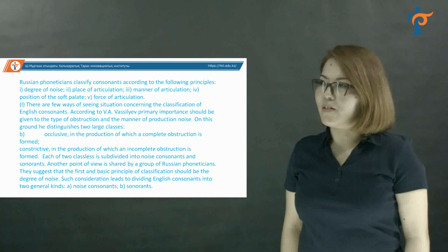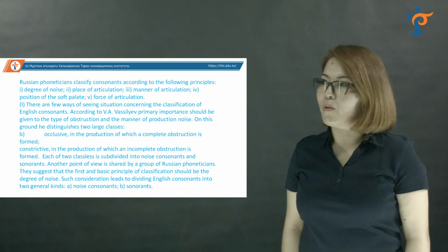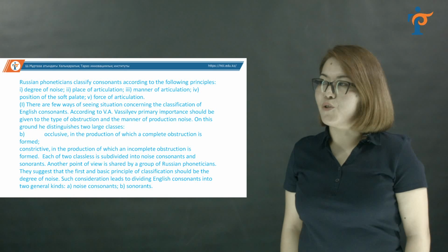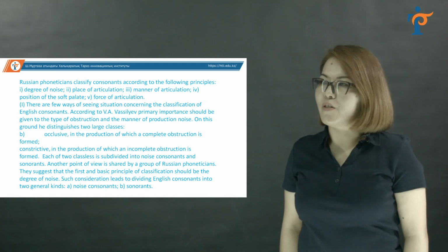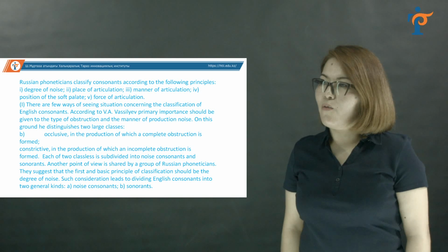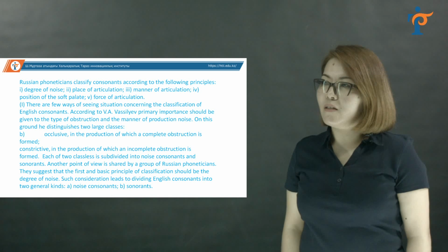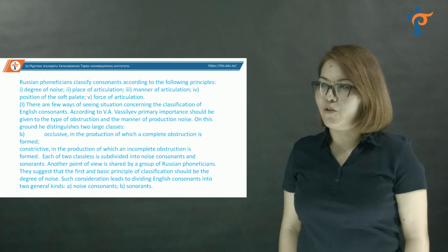Russian phoneticians classify consonants according to the following principles. The first is the degree of noise, the second is the place of articulation, the third is the manner of articulation, the fourth is the position of the soft palate, and the last is the force of articulation.